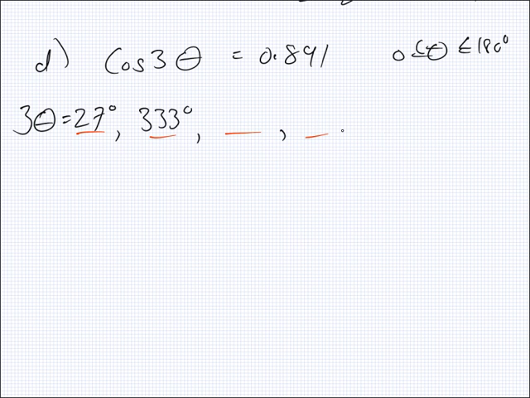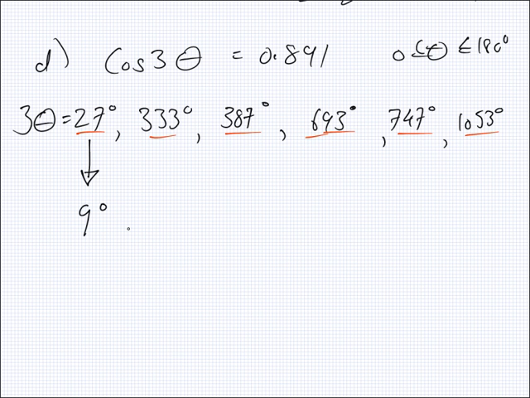Add 360, isn't it? 387. And then 693. And then add 360 onto 387. And lastly, 1053. Now, you have to divide by 3. So this answer, 9 degrees, 111 degrees, 129 degrees.